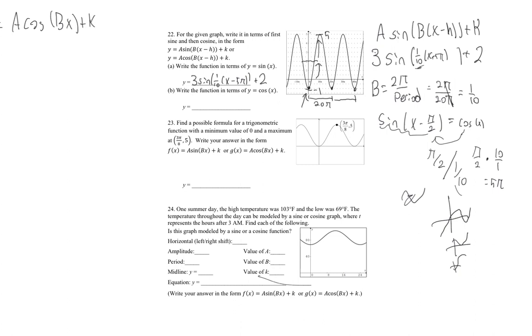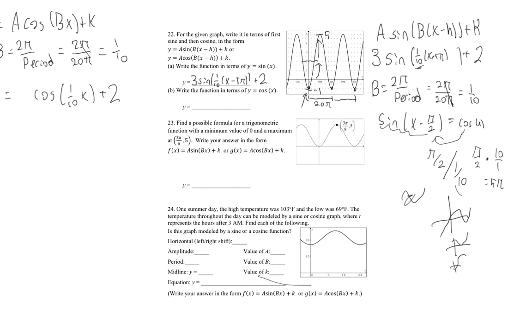Our period is going to be the same. So that means our b is going to be 2 pi over our period. And that is going to be 2 pi over 20 pi, which again is 1 over 10. So I'll start to write it. And what else is going to be the same? Well, our midline is also going to stay the same.